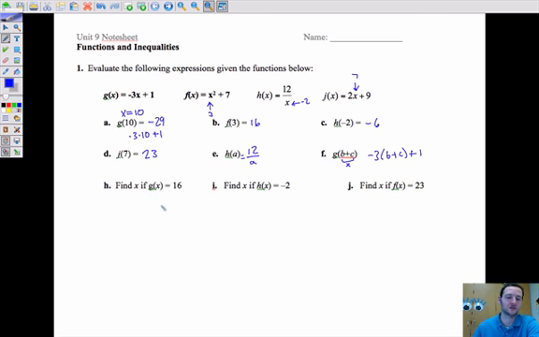Now find x if g of x equals 16. This is the key here. G of x equals 16. So instead of g of x, I write 16 equals negative 3x plus 1. Now you just go through the steps to solve an equation. And you get x equals negative 5.